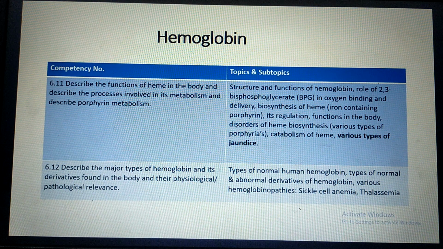Good morning, students. Today's topic is hemoglobin competition number 6.11. The last topic is various types of jaundice.